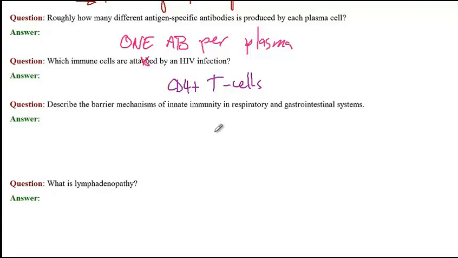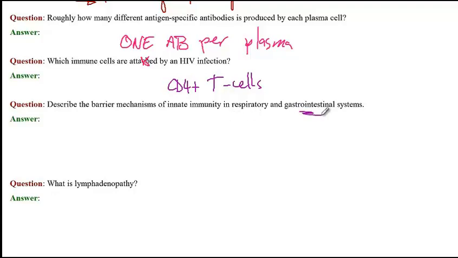Describe the barrier mechanisms of innate immunity in respiratory and GI tracts. So in the respiratory tract, we have cilia and mucous membrane, and the job of these cilia and mucous membrane is to trap the dust particles. Cilia will also wiggle to push up all these trapped particles upward towards the oropharynx so that we can either cough them or swallow them.